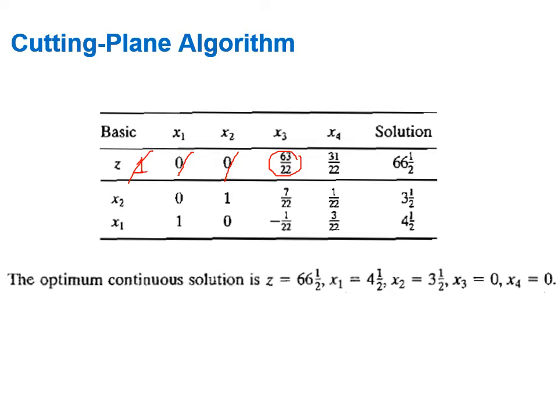So we should first take out all the integers inside this number, and the remaining part, which is less than 1, is our fractional part. Similarly, this is 1 plus 9 over 22, so we can ignore that integer 1 and we will have 9 over 22 here. And again, on the right hand side, the integer part is 66 and the fraction is 1/2. By doing this, we need to change the equation sign in this constraint to greater than or equal to. This is how we generate the cuts.